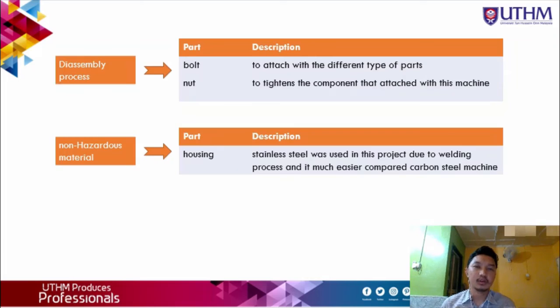Okay, for the assembly process, we have two here, which are bolt and nut, to attach the different types of parts, and nut to tighten the components attached to this machine. For non-hazardous material, which is housing, stainless steel was used in this project because the welding process is much easier compared with carbon steel. Okay, that's all for me.